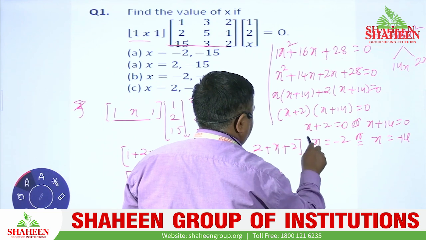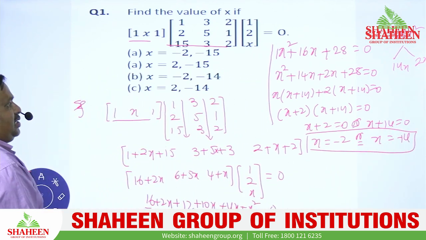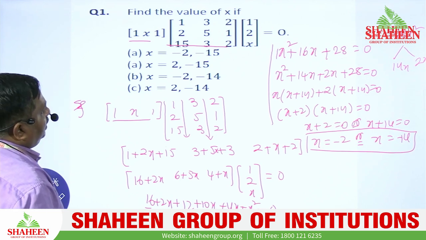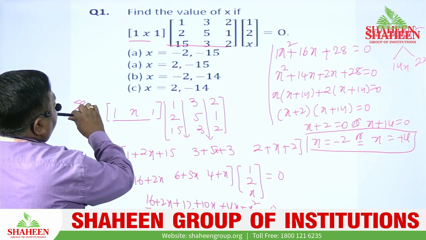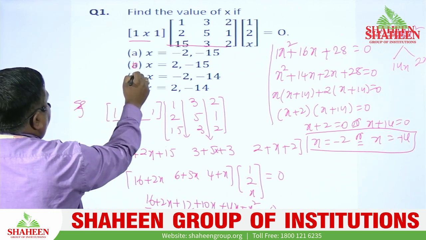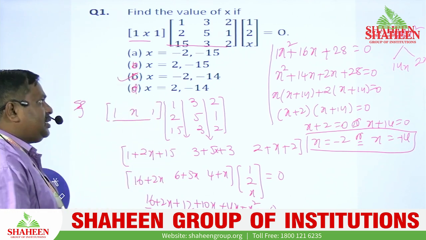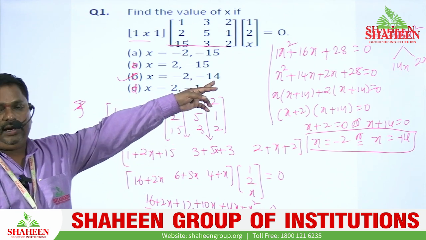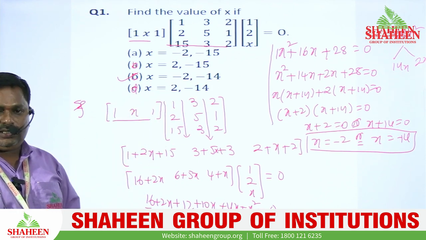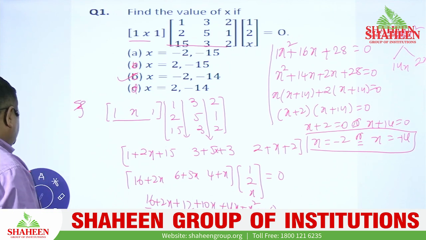X equals minus 2 and x equals minus 14. This is our answer. So let us check this option. Option A, B, C, and the last one is D. The third option is correct: minus 2, minus 14. The third option is correct in this. Okay, let us move to the next problem.